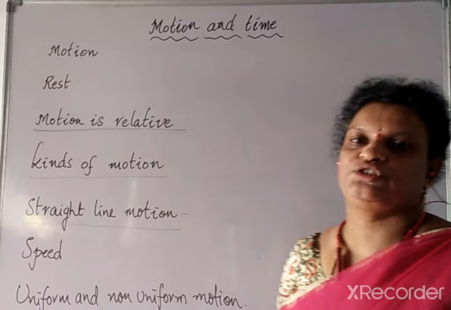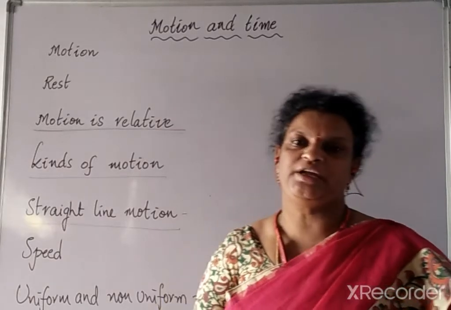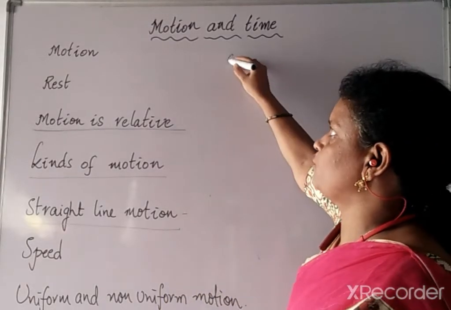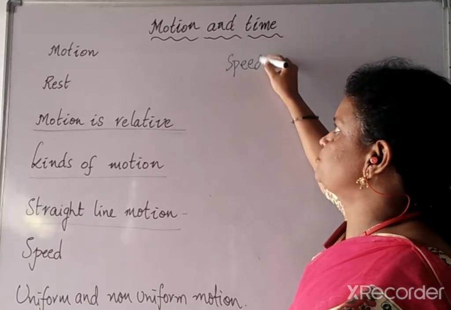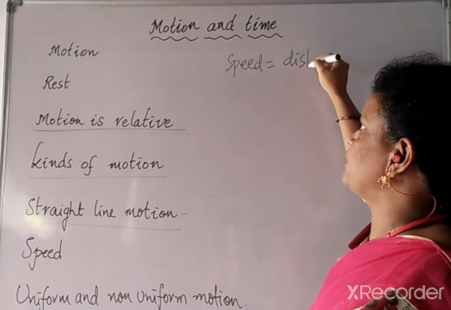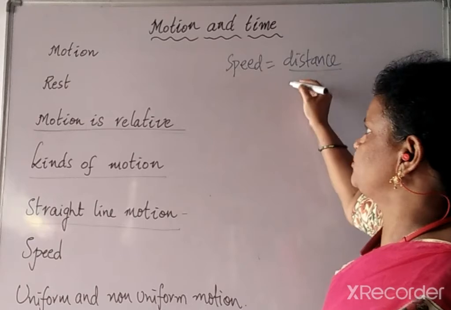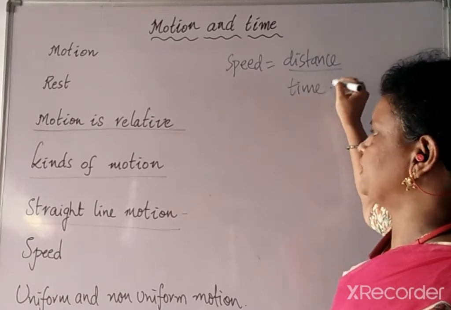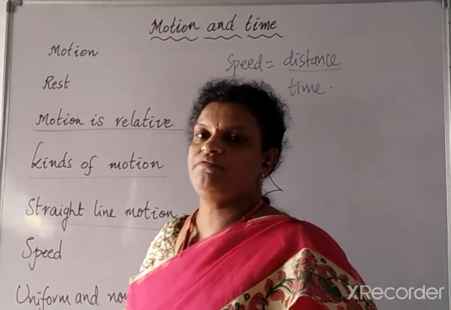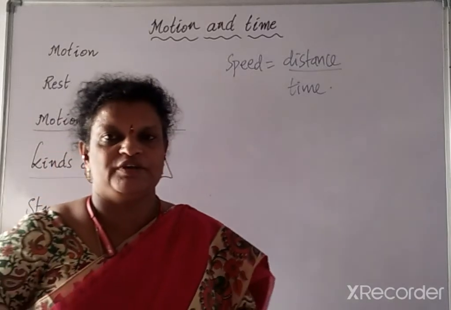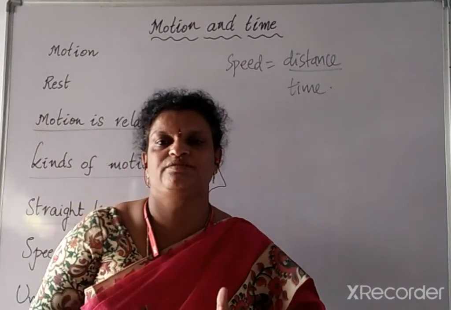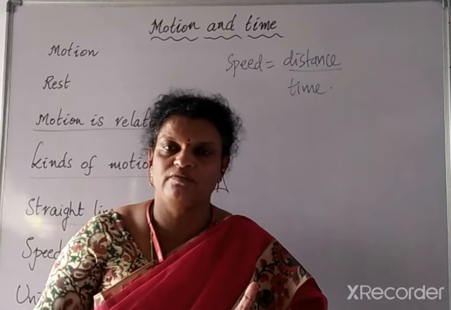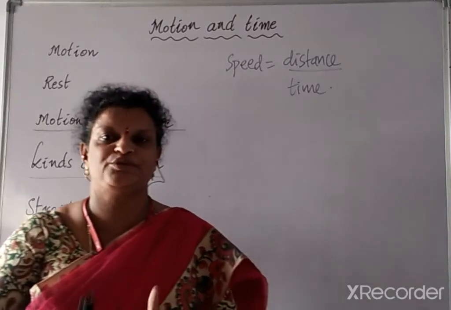On straight line motion, how do we find the speed? Here for speed we have a formula. Speed is equal to distance by time. As I said, how can we say that an object is in motion? Whenever there is a change in the position of the object along with time, whenever there is a change in the position.